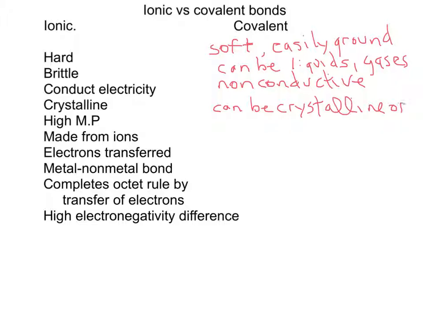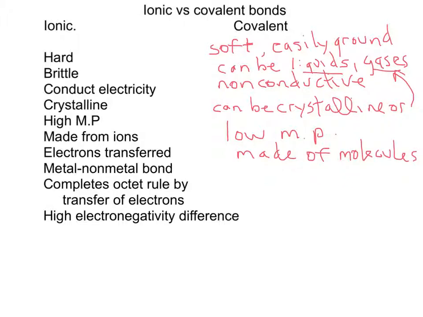And then they have a low melting point. So instead of a high melting point, they have a low melting point. They're not made of ions. They're made of molecules or individual atoms combined together. They don't transfer their electrons. We talked about how ionics transfer. Now they share electrons.